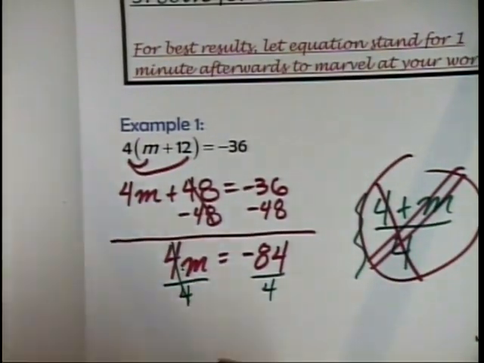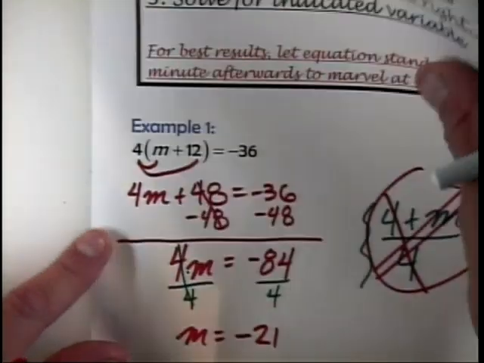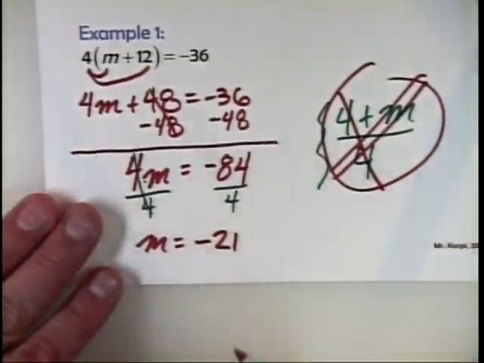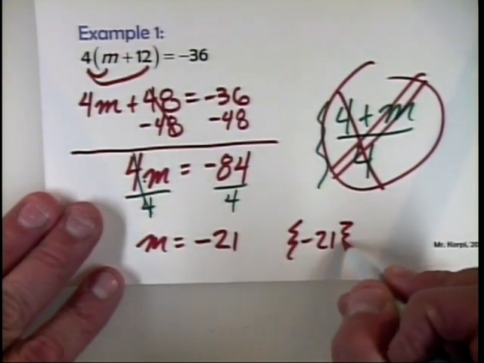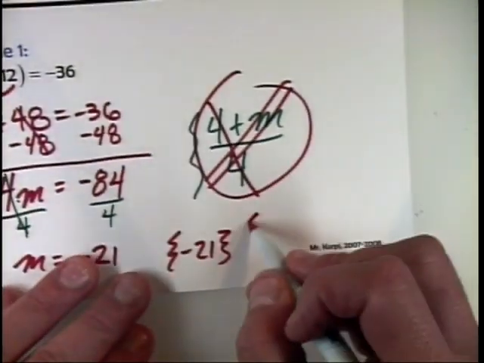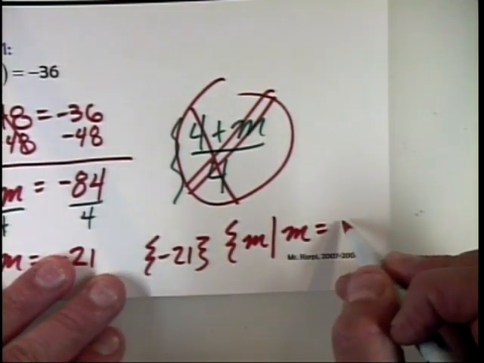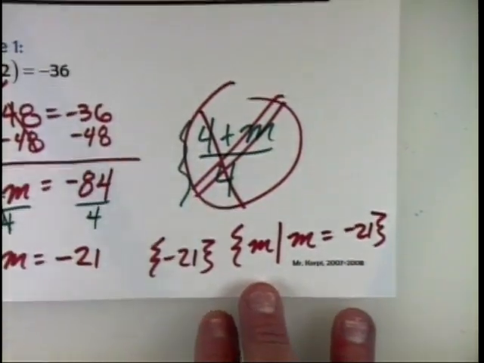So they do divide out, and I get m equals negative 84 fourths, which is negative 21. So negative 21 is the solution. So you can write your answer as m equals negative 21. Your teacher might accept that. Or you get fancy and write it in set notation, or the set of all m such that m equals negative 21. That's really fancy. All right, simple linear equation.